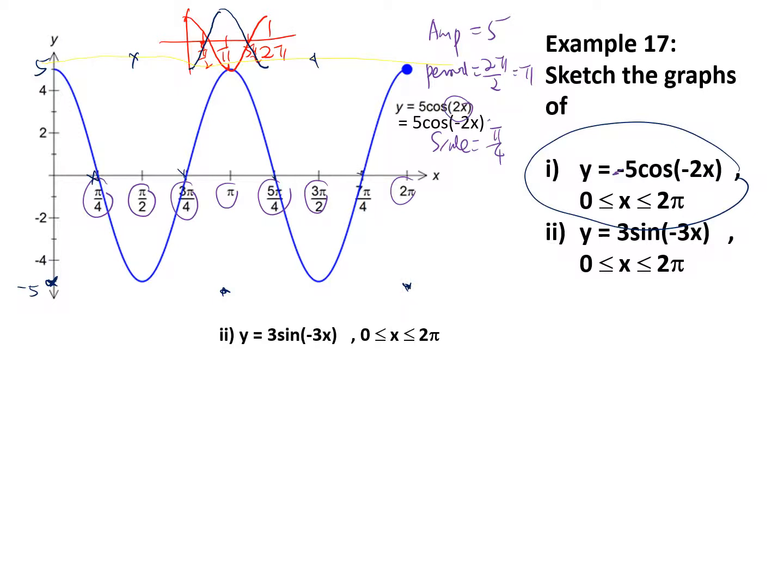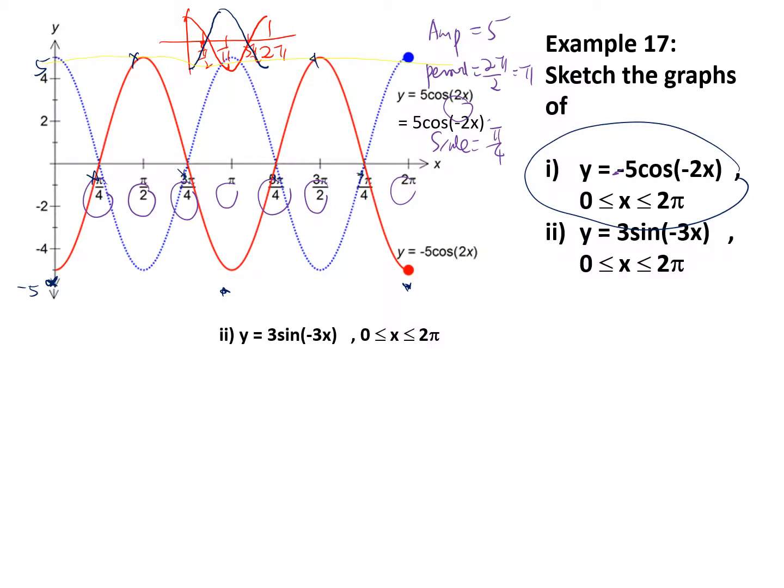Okay, so let's sketch this with a smooth curve. Ooh, my graph shifted a little bit. It's all right. Okay, so that's negative 5. All right, so negative 5 cos 2x, of course, is the same as negative 5 cos negative 2x.